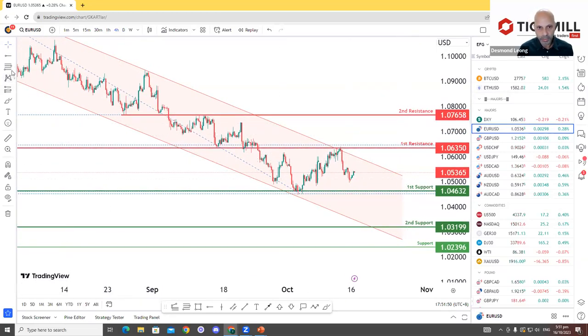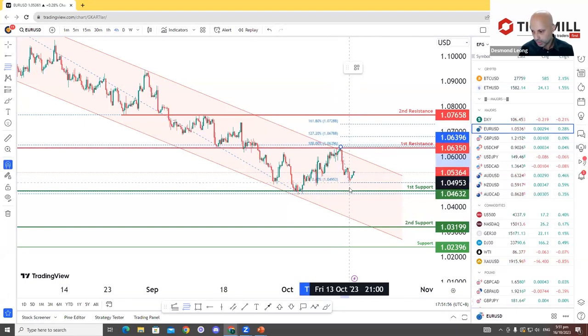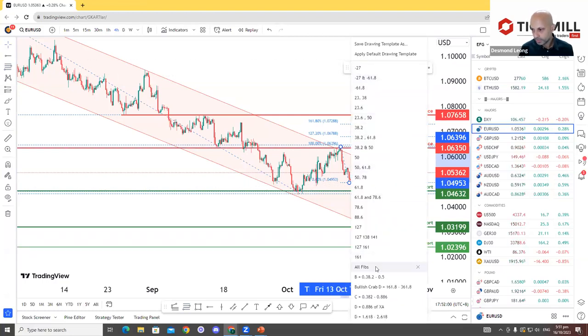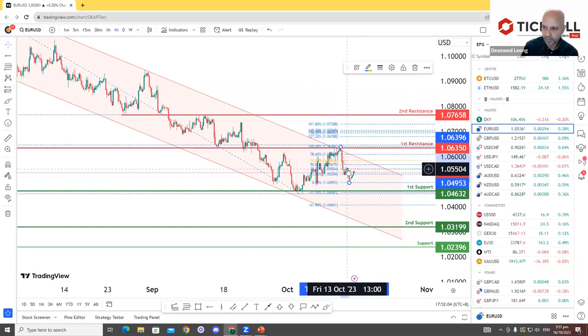All right, we can use a Fibonacci retracement here, starting from this swing high on 12th of October, going down to the swing low on 13th of October. Let's pull up all the fibs. We can see that where price has made the small pullback resistance on Friday the 13th lines up quite well with the 38.2% Fibonacci retracement.